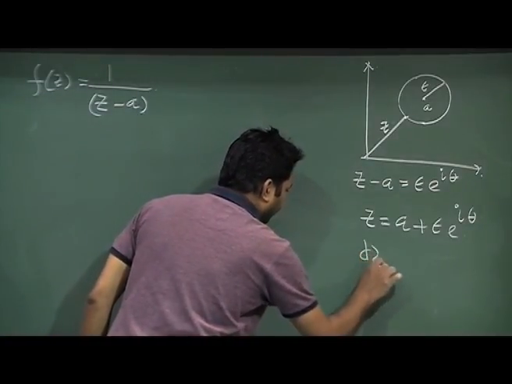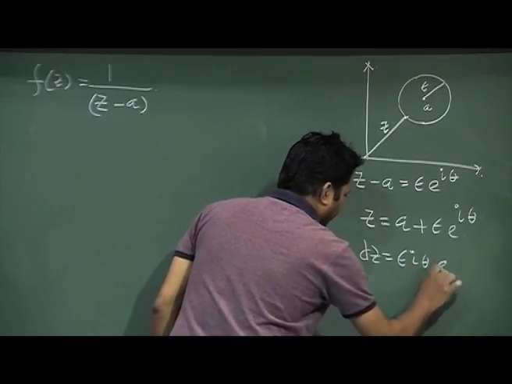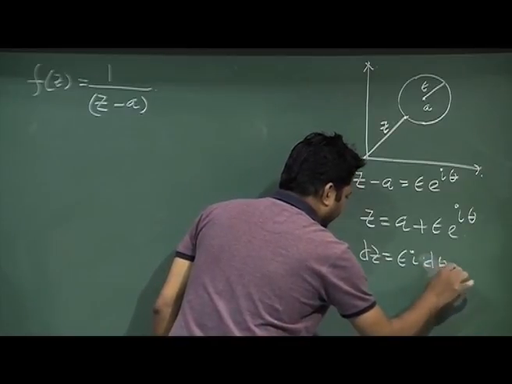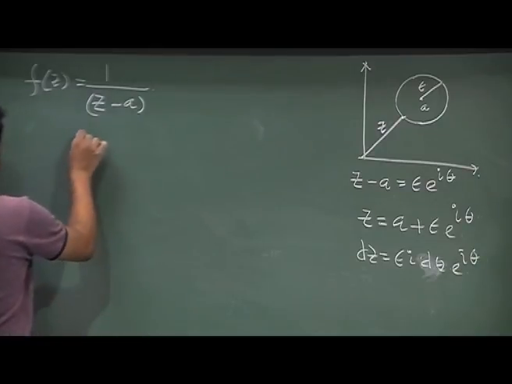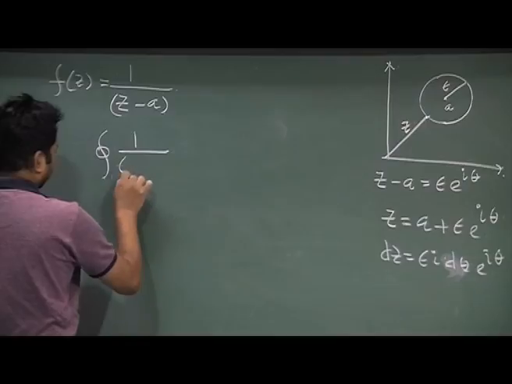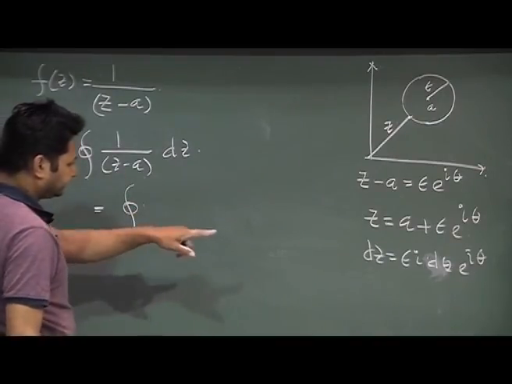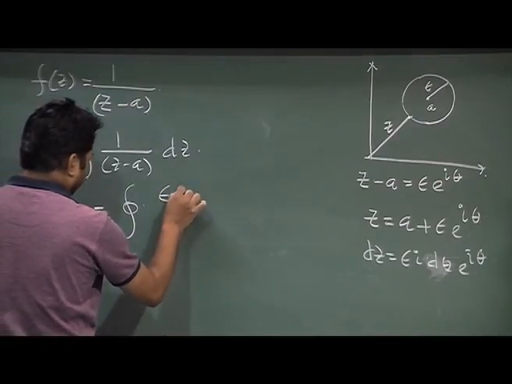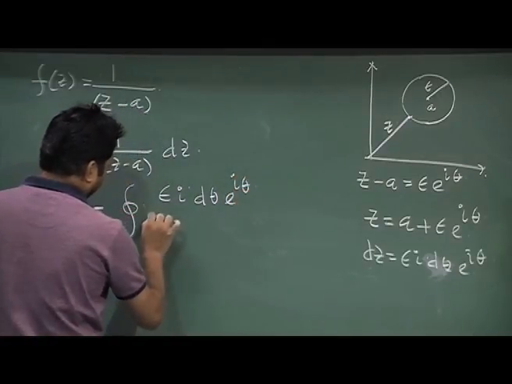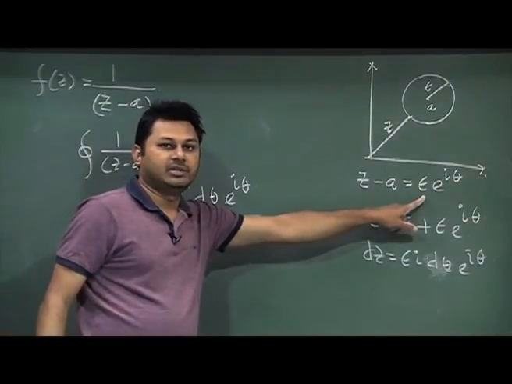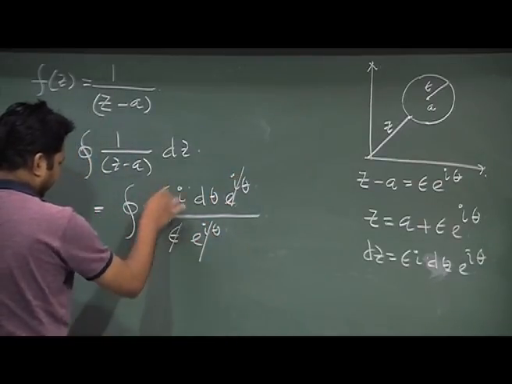Anyway, what is my dz here? I am saying this is a circle, so epsilon is fixed, and dz is epsilon i d theta e to the power of i theta. This is my dz. So the total integration of f(z), which is the integral of 1 by z minus a dz, is epsilon i d theta e to the power of i theta divided by z minus a, and z minus a is epsilon e to the power i theta. The e to the power of i theta cancels out, epsilon cancels out.